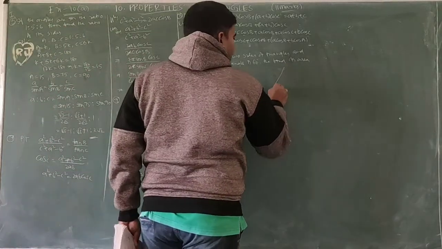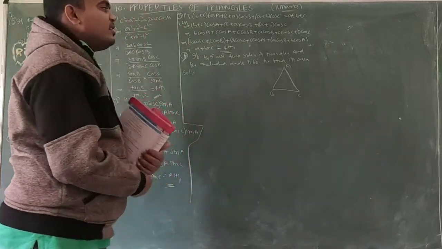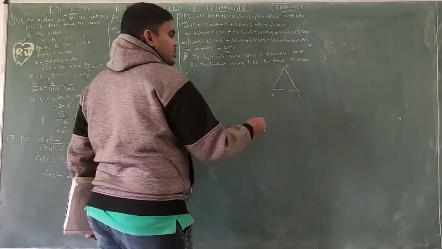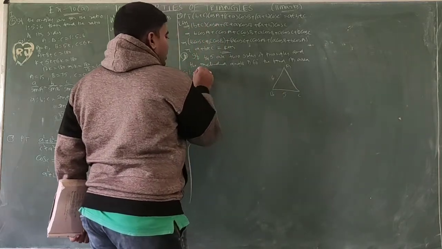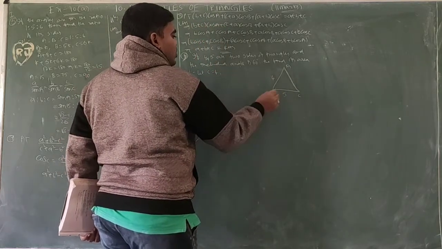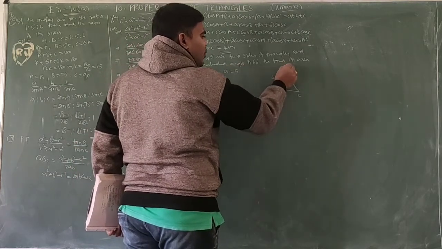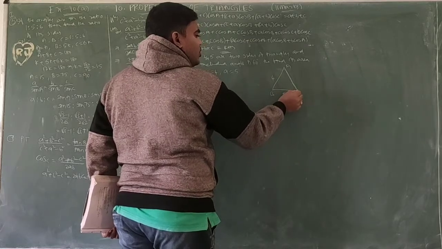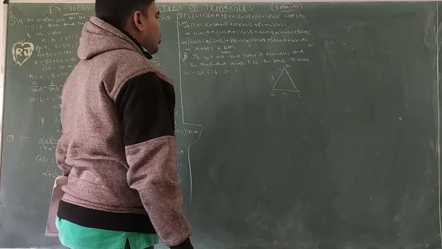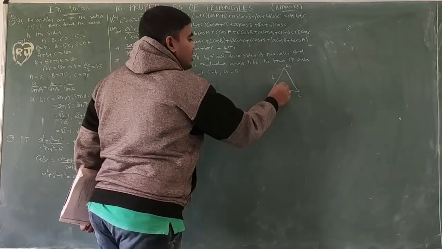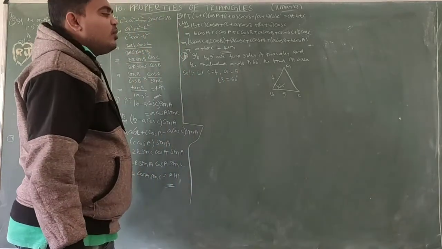I want to take a triangle ABC. So let us consider the two sides: let small c equal to 4, small a equal to 5. Small a is opposite to capital A, small c opposite to capital C. So a is 5, c is 4, and the included angle is 60 degrees. Angle B equal to 60 degrees.